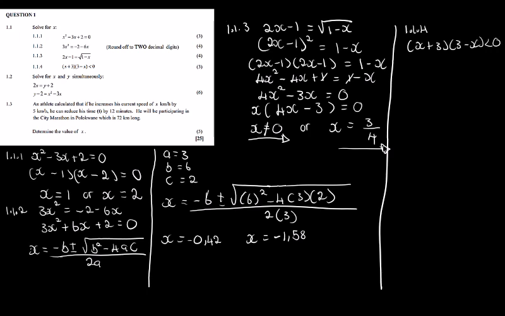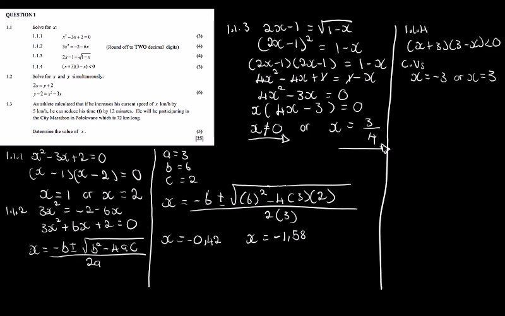With a quadratic inequality, the first thing that we need to do is to try and find our critical values. My first critical value is x is equal to negative 3, and my other critical value is x is equal to 3. So I found my critical values.